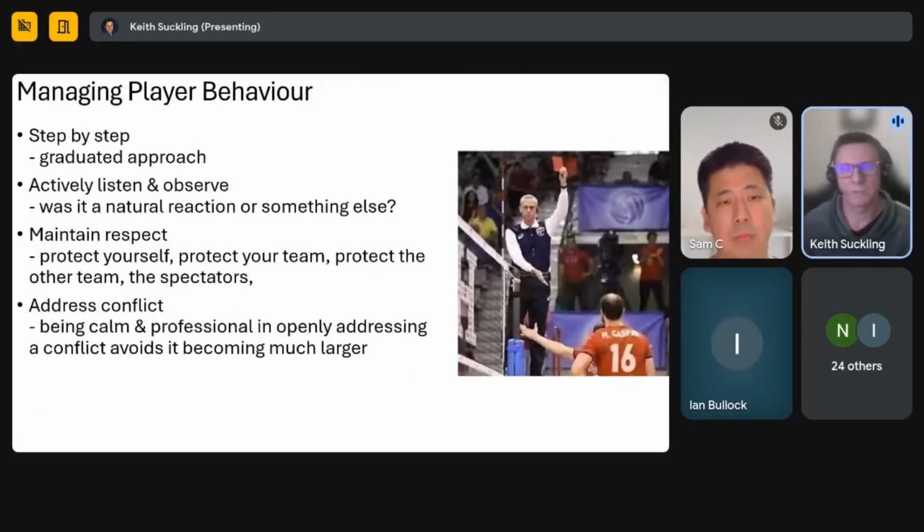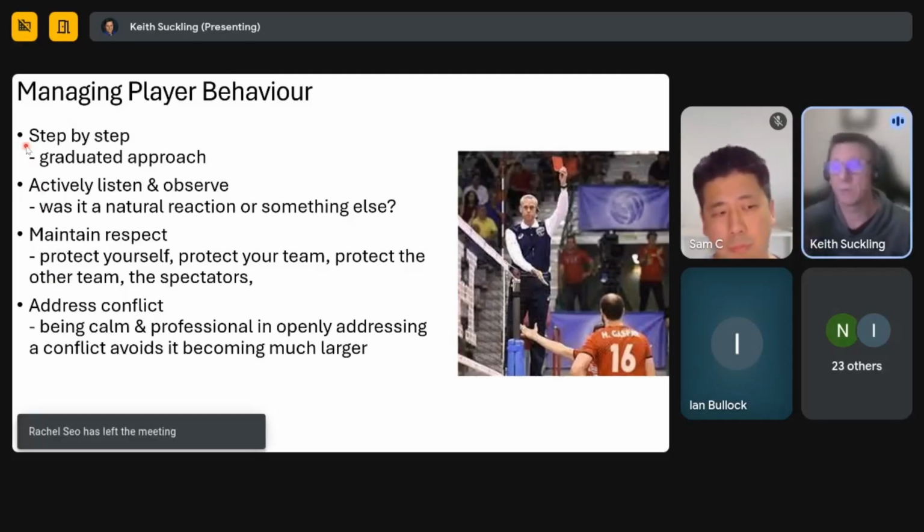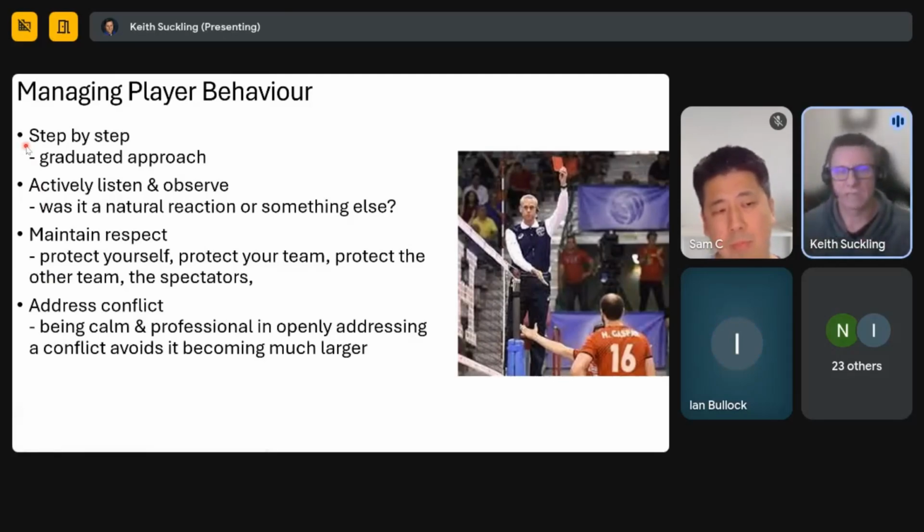So let's talk about what this will look like when you're out there. Let's talk about a few things that are fairly obvious when you see them, but when you don't see them, you know that you've missed them. The first one is step by step. We know there's a graduated approach. There's a reason we talk about you get a yellow card, then you get a red card. There's a reason there are those steps. It means that there's that graduated approach.